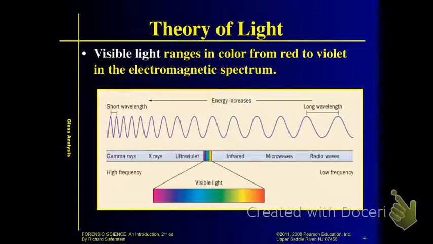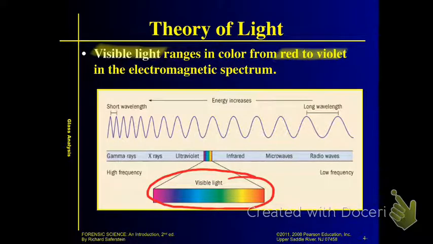In addition to the base units of metric measurement, we're going to need to know a little bit about light too when we're analyzing glass. So visible light ranges from red to violet in the electromagnetic spectrum. So if we look right here, this is the visible light spectrum. You see the wavelength. Short wavelength is down towards the left, long wavelength is towards the right. And then notice that energy increases as you move towards the left.